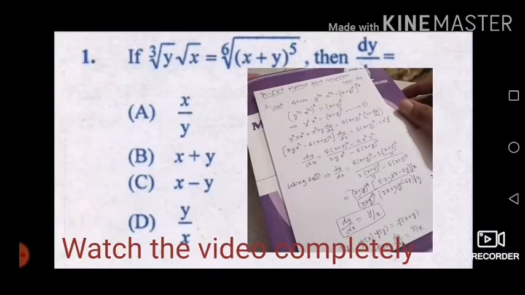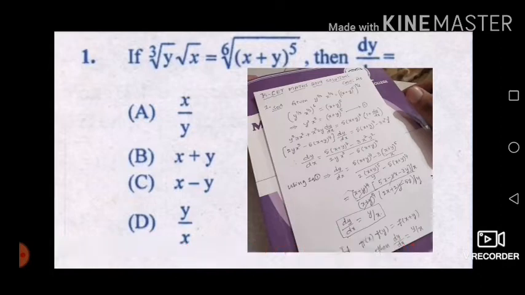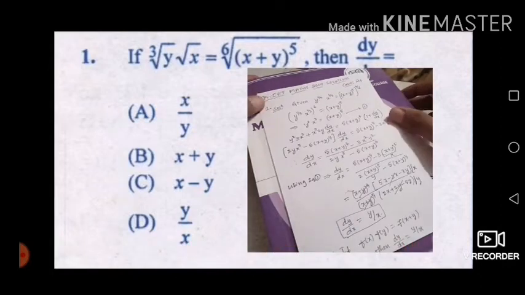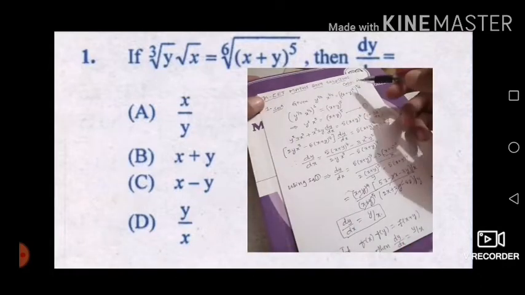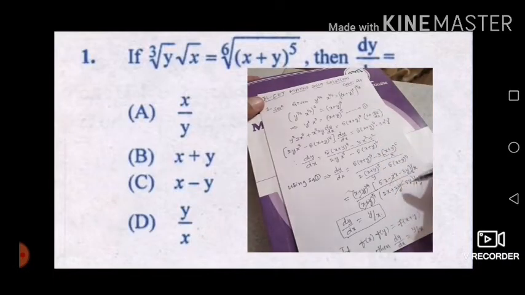Question number 1: given cube root of y times square root of x is equal to the 6th root of (x plus y) whole power 5, then we have to find dy by dx. When we solve this problem it takes many steps, which I already solved. Take a screenshot, my dear students, for your reference.